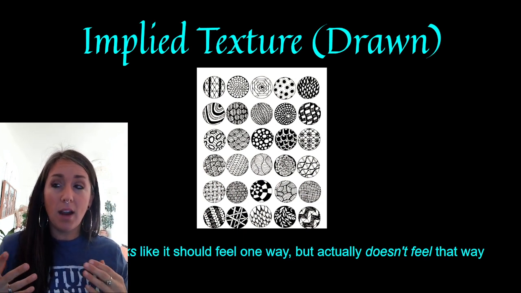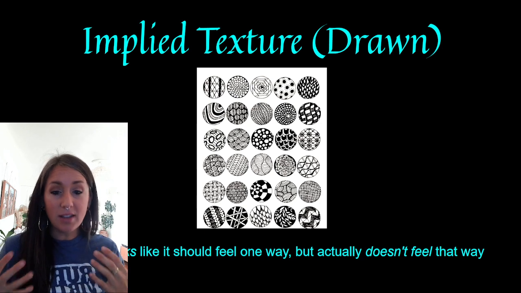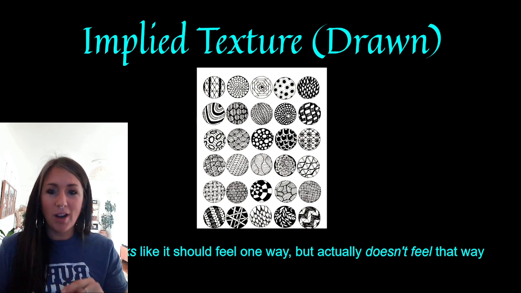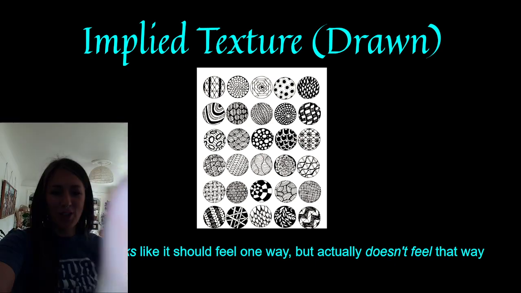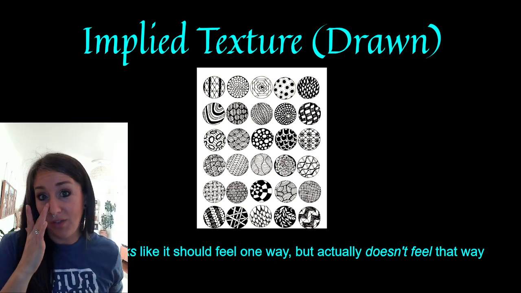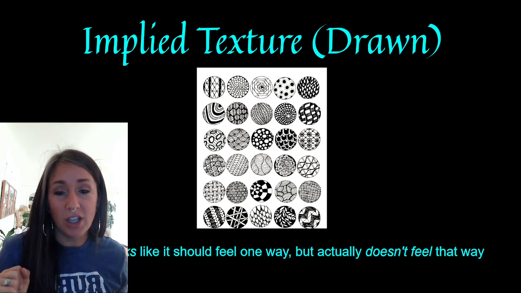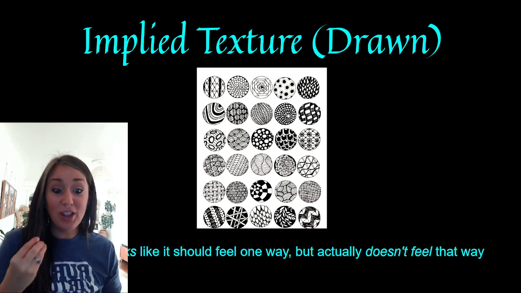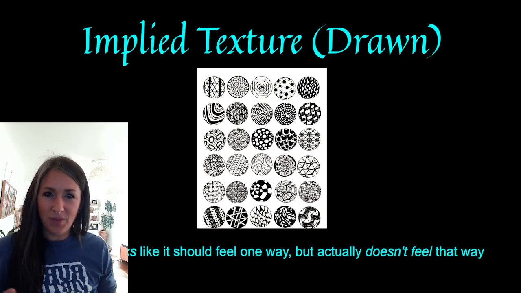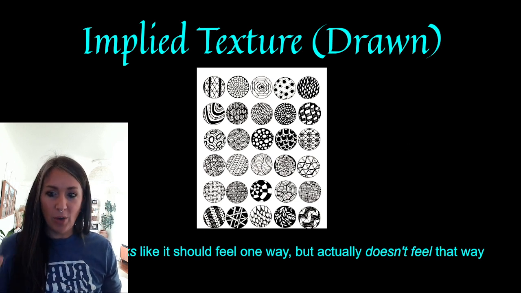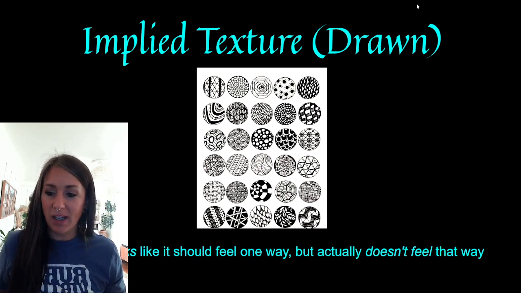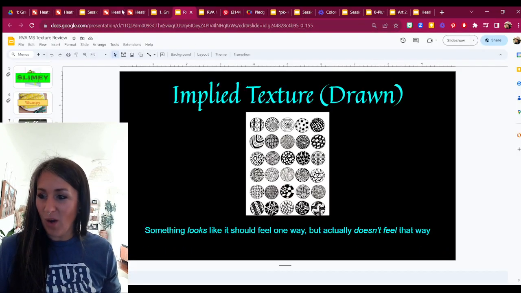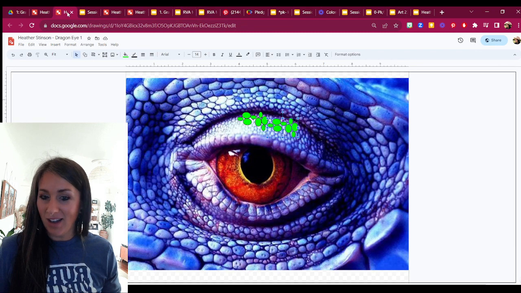So whereas our picture of our dragon eye is probably going to look scaly, bumpy, rigid, any of those words that you want to use to describe the texture, when you go to actually touch your dragon eye today, it's not going to actually feel that way. It's going to feel smooth because you're touching a device screen, right? So that's what we call implied texture. It looks one way, but it actually doesn't feel that way. It's just how the drawing or whatever's creating that implied texture makes it look. So that's what we're doing with our scales here.